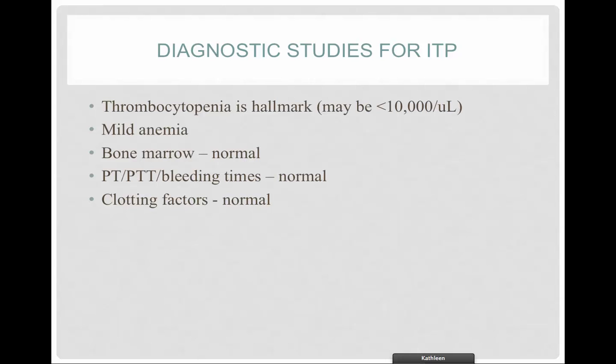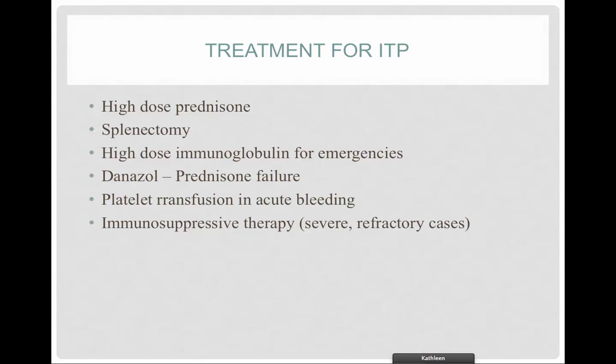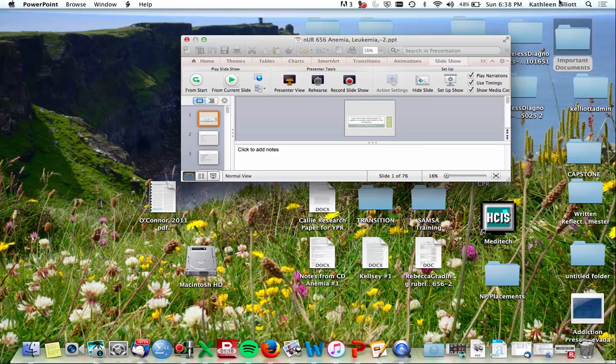Thrombocytopenia is the hallmark, maybe platelets less than 10,000. Mild anemia, bone marrow is normal, PTT bleeding times are normal, and clotting factors are normal. Treatment for ITP is prednisone, splenectomy, high-dose immunoglobulin for emergencies, danazol if prednisone fails, and platelet transfusion if the patient is acutely bleeding. Immunosuppressive therapy if it's severe or there are refractory cases.